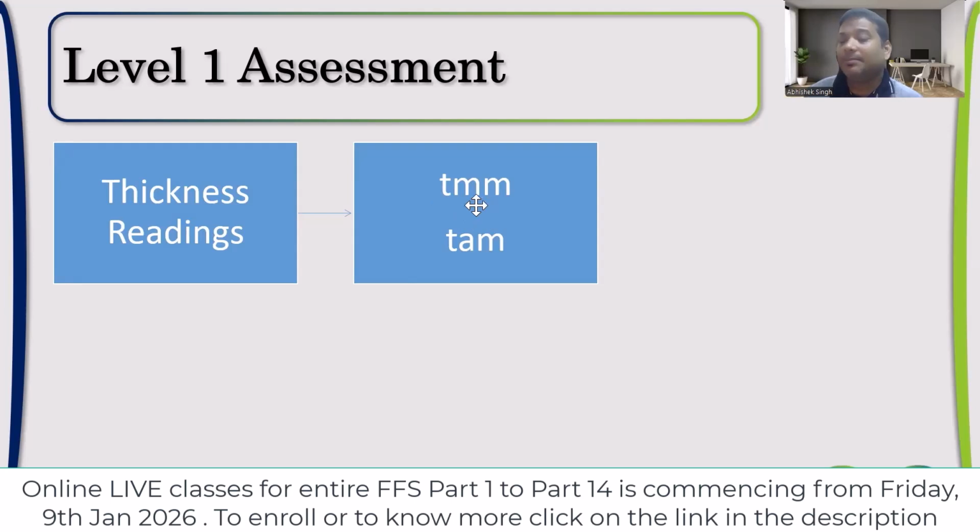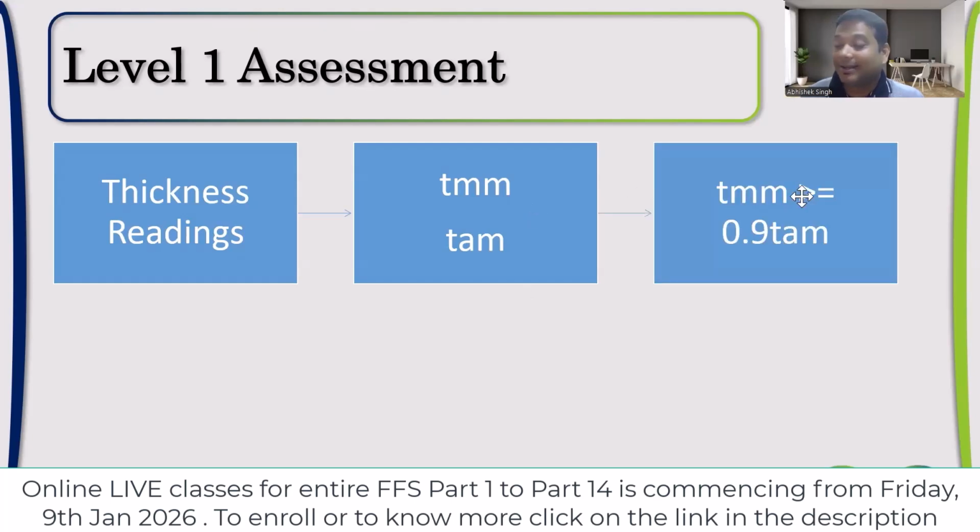I'll find the minimum among all those points. I'll create an Excel sheet and find the minimum thickness among all the readings. Second, I'll calculate the average thickness among all the readings. So, minimum thickness and average thickness. The next job will be to check whether my T minimum is greater than or equal to 0.9 times the average. Now, what does it mean?